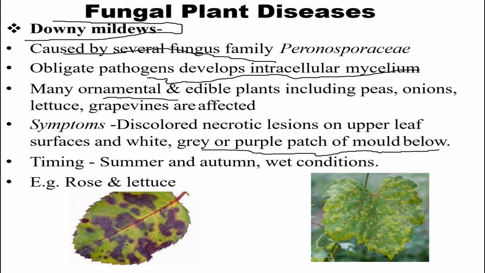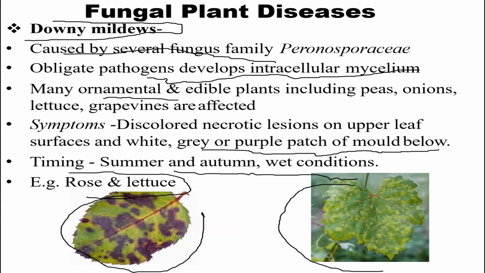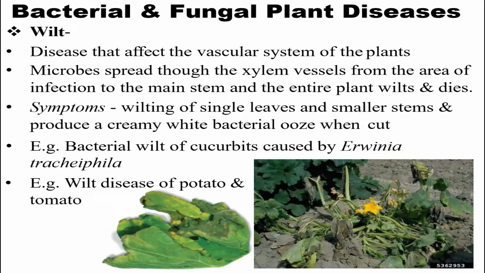The timing would be summer and autumn and wet conditions, and these occur mainly in rose and lettuce. So these are some pictures, as you can see, of downy mildews. With this, the next disease that we have here is the wilt.